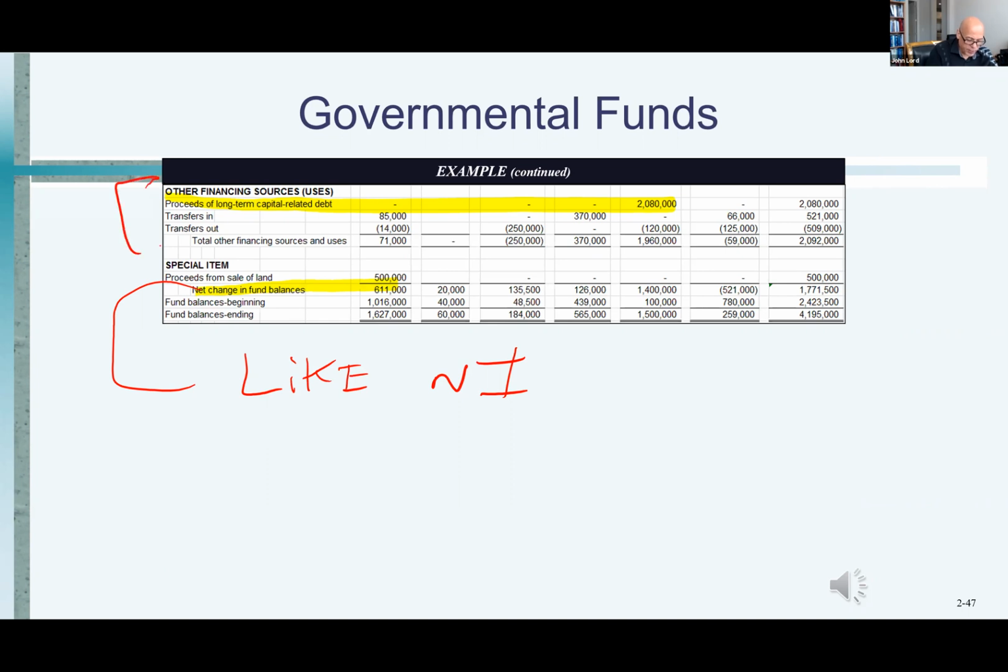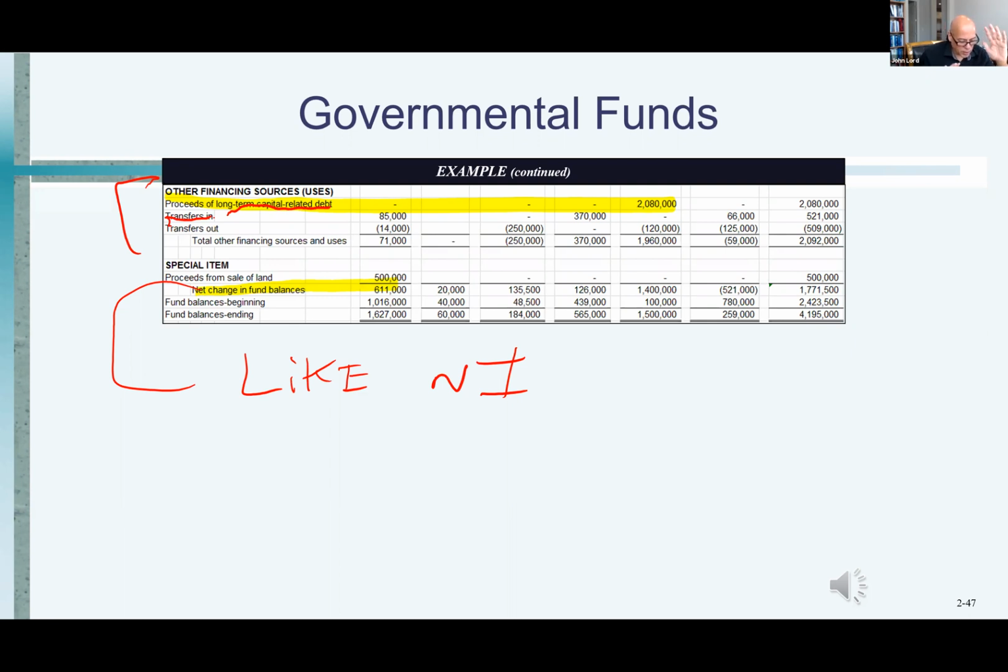We call it other financing sources and uses. There are two other financing sources: long-term debt proceeds and what? Transfers in. There is one other financing use, which is what? Transfer out. We bring those into the equation.